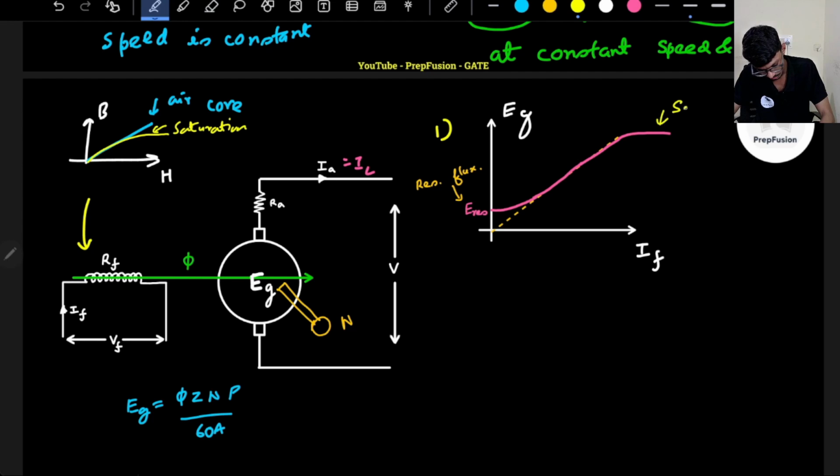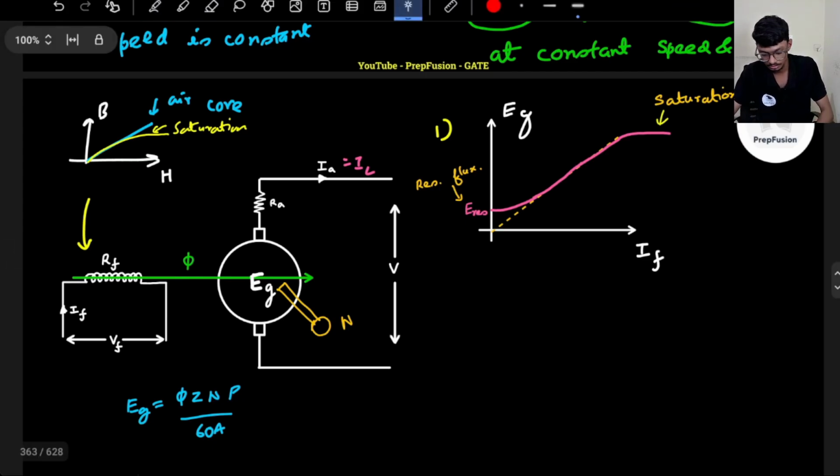There will be saturation here due to the core. Okay, got it. So this will roughly be the open circuit characteristics. Don't worry, I will discuss all the setup later on. I'm just giving it to you in one shot. If I want to plot the external characteristics or the no load characteristics, how will I plot it?